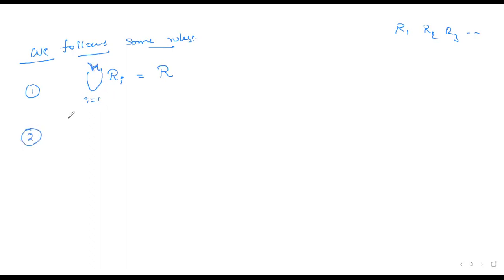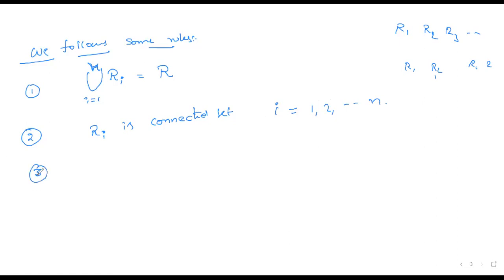Second one, the sub image Ri is a connected set, meaning R1 and R2 must be connected, R2 and R3 must be connected. I said in the first unit itself regarding connectivity and adjacency, so revise those things once again. Here i equal to 1 to n.